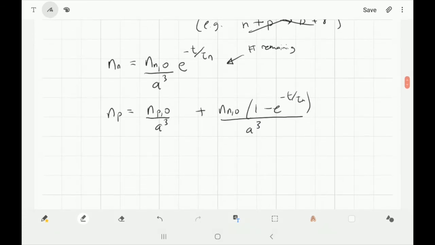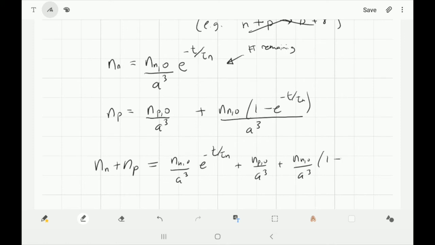If this is true, then that means that when a neutron decays, it turns into a proton, so that the number density of neutrons plus the number density of protons should be a constant modulo the fact that the universe is expanding. So let's just check that real quick. In fact, you can probably do this on your own. This factor with e to the minus t over tau plus np naught over a cubed plus this term, and you can probably see what's going to happen.